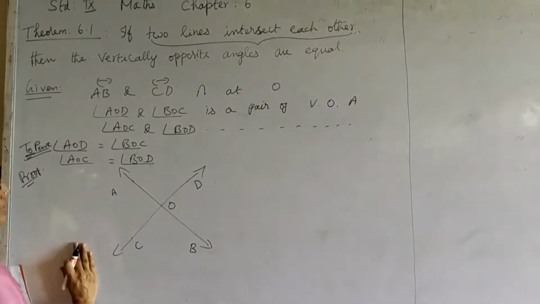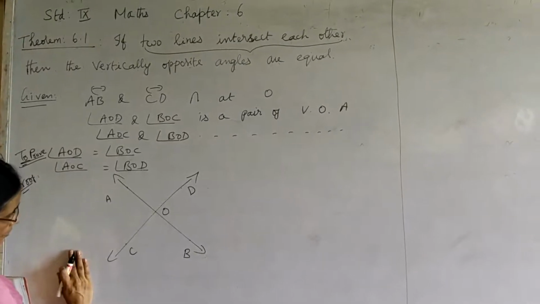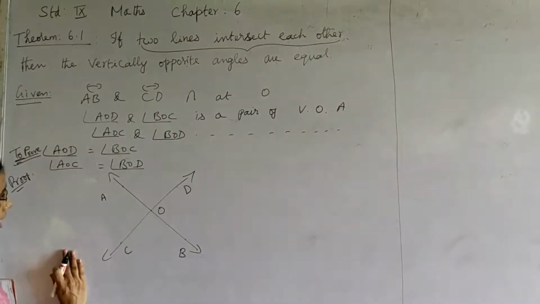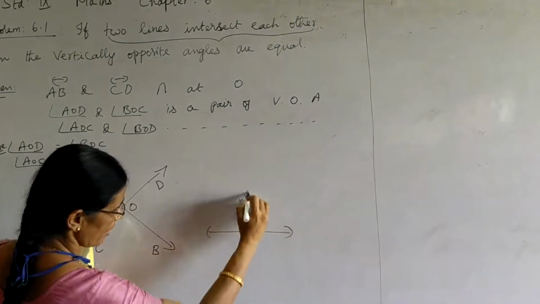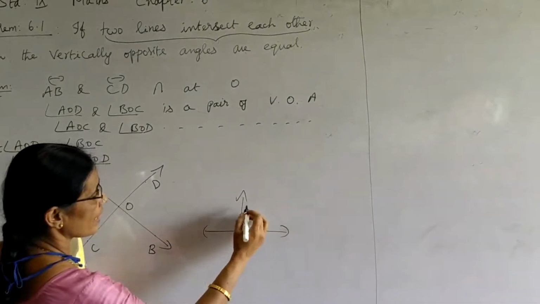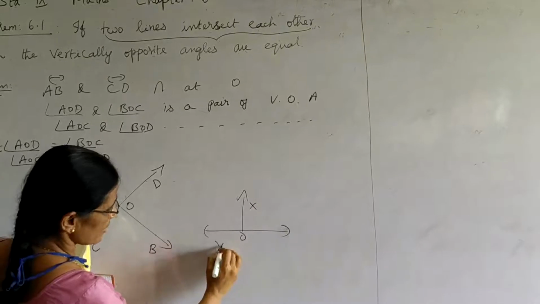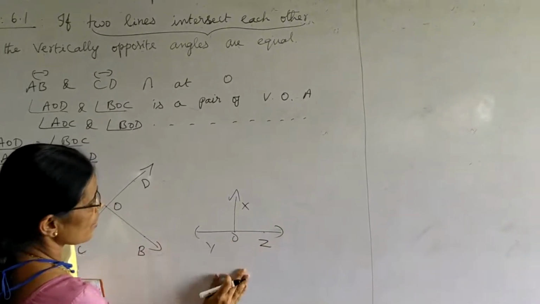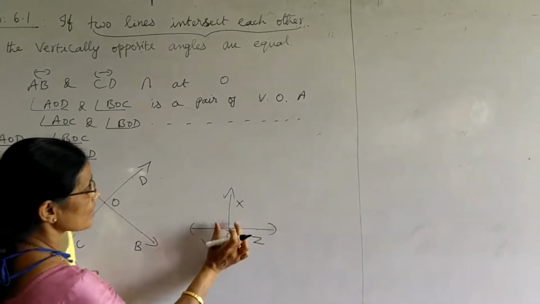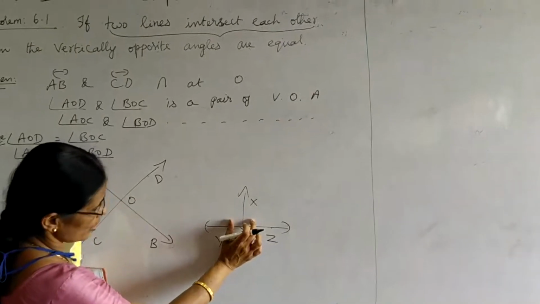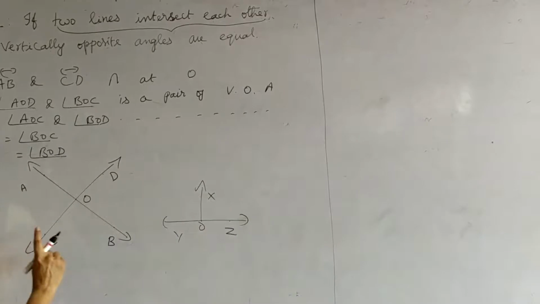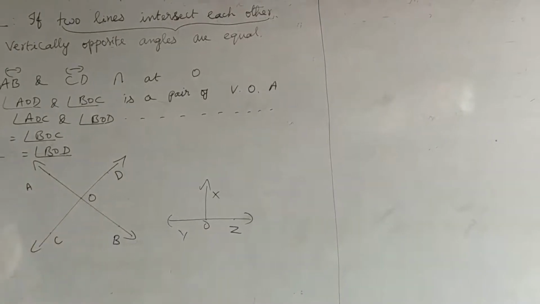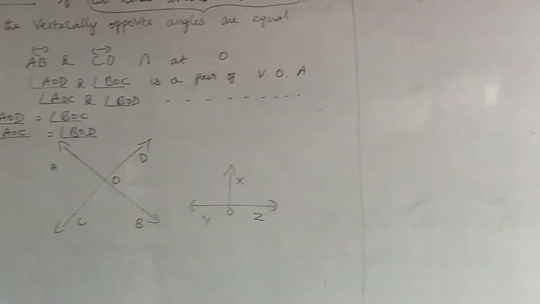We are going to use here axiom 6.1. What is 6.1 axiom? If a ray stands on a line, say it is ray OX, stands on this, I have taken for example, then the sum of the adjacent angles is equal to 180 degree. Using those axioms, we are going to bring the result here. Vertically opposite angles are equal.